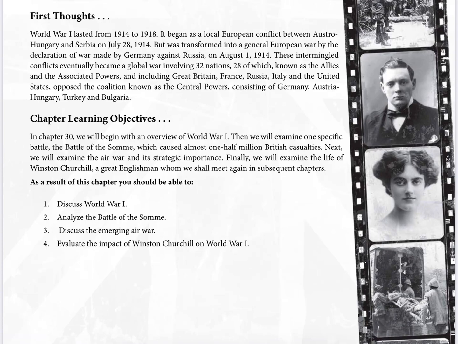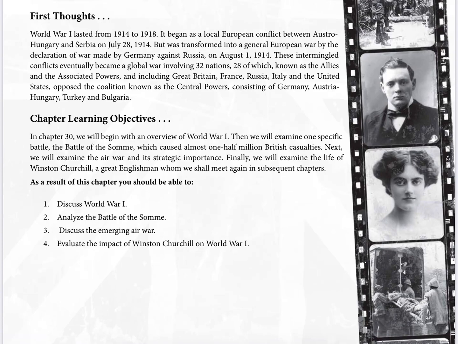It grew to the point that you had 32 different nations, 28 of which were known as the Allies and the associated powers, and these included Great Britain, France, Russia, Italy, and the United States, opposed to the coalition known as the Central Powers, consisting of Germany, Austro-Hungary, Turkey, and Bulgaria.